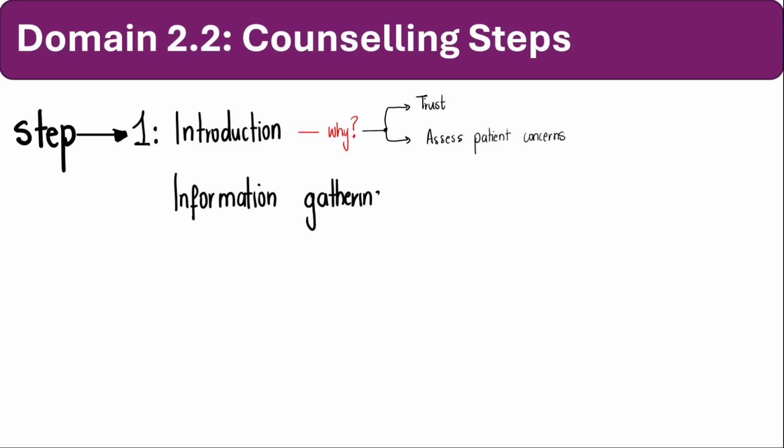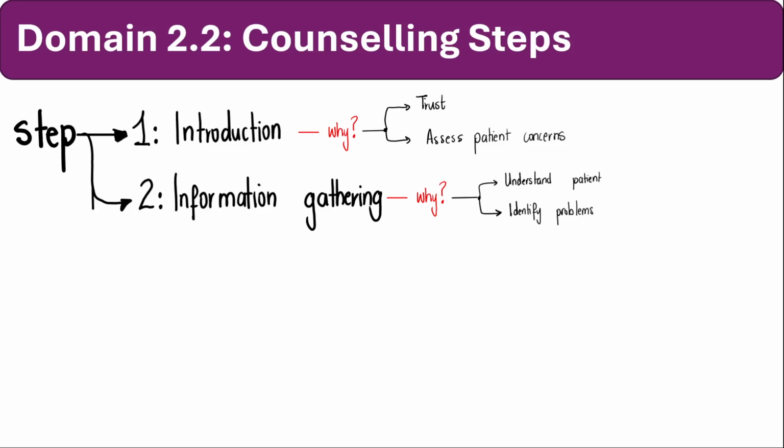So you're not just counseling the patient on anything, but you're counseling the patient based on the needs that they may be having. In step two, the information gathering stage, this is where you ask the patient questions and you listen attentively. You are hoping to find out about their condition, their medication, and any potential problems that they may be having. The reason for doing this is to understand the patient so that you can provide effective counseling. And you're also identifying any potential problems that the patient may be presenting with, whether with the medication, the condition, or maybe they don't know how to use the medical device that the doctor has prescribed.